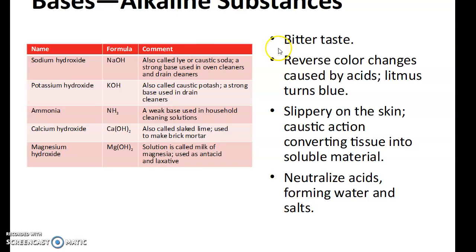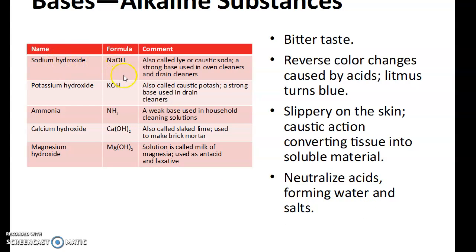Properties of bases: they have a bitter taste. Okay? They reverse the color change. In other words, a base will cause red litmus paper to turn blue. It's slippery on the skin, because the caustic action of it is converting tissue into a soluble material. Okay? So it's best not to put a base on your skin. But when you work with cleaning solutions, your skin will feel slippery afterwards, and that's because you're losing tissue there. And also, bases will neutralize acids, forming water and salts.